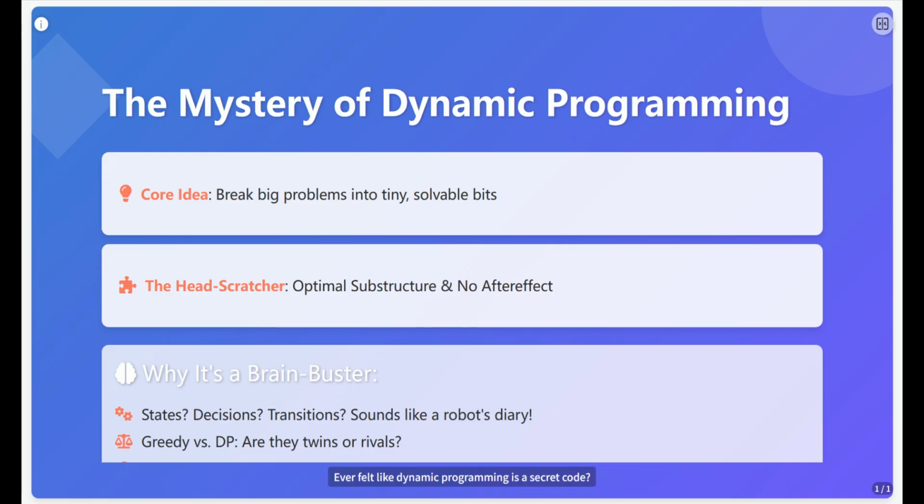Ever felt like dynamic programming is a secret code? You see all these fancy terms, state, decision, transition, and your brain just throws up its hands. Why is this optimal substructure thing so tricky? How do we even know if our little step-by-step choices actually lead to the grand prize? It's like trying to assemble IKEA furniture in the dark. That's where the real fun begins.